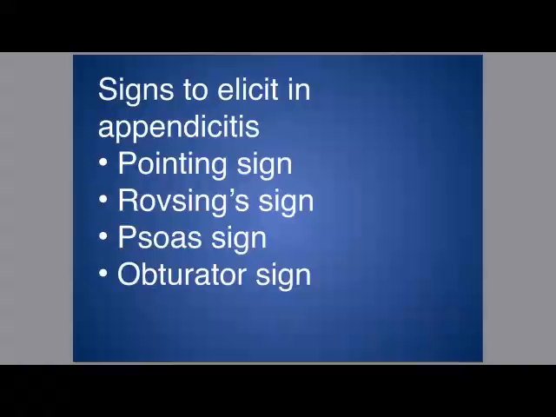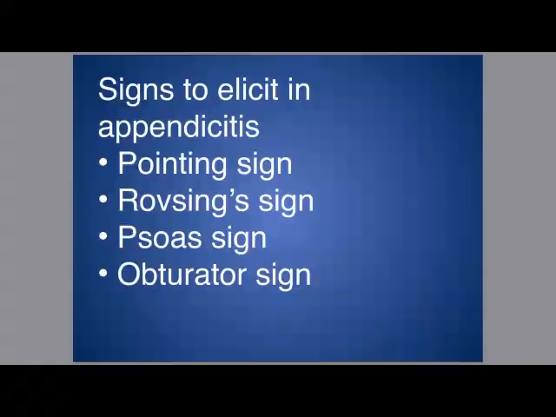Signs to be elicited in those patients: a special position or special situation of the patient with acute appendicitis is the pointing sign. We ask the patient to point at the maximum site of tenderness. If he points at the McBurney point, then this is more probably a case of acute appendicitis. The second sign is Rovsing sign, which means that deep palpation of the left iliac fossa results in a feeling of pain in the right iliac fossa.